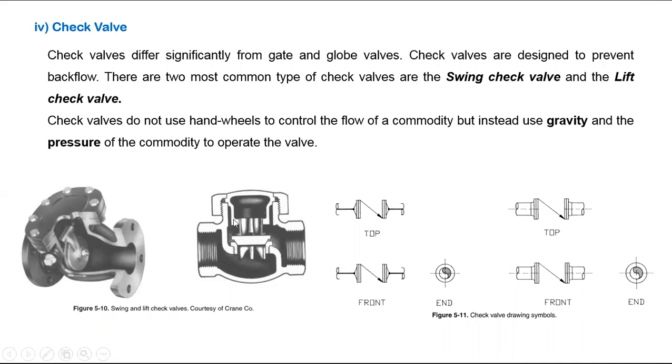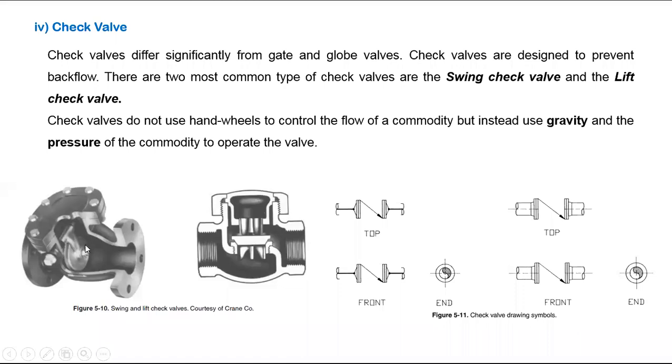The other one is the lift type. Lift type means one normal weight will be there. This weight will be seated in one valve seat. Suppose the flow is coming from left to right. The lift will get up and the flow will go to the right side. Suppose the flow is coming from right to left. This lift will not allow the water to enter in the left direction. So always this lift will be seated in the valve seat only. That type of function will be there.